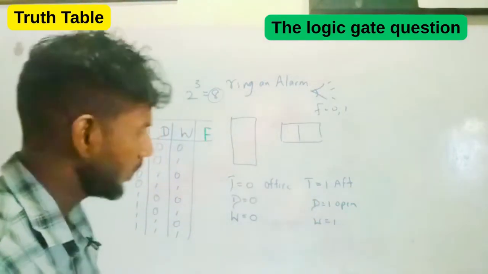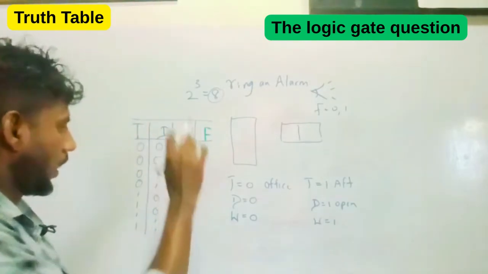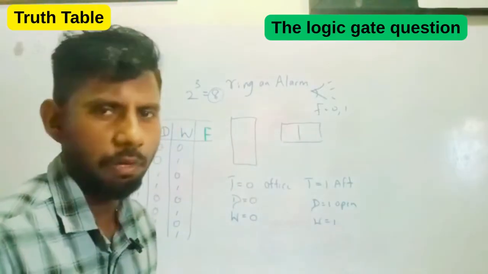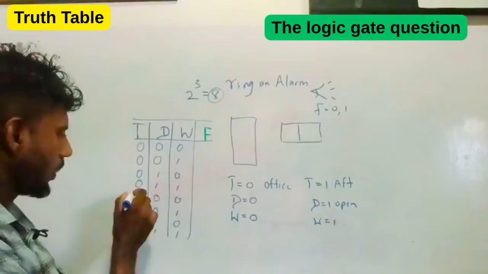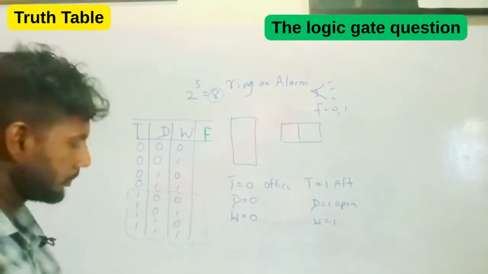So let's write down the truth table, right? Now, if the office is open, we don't have to worry about the alarm. So once the office is closed, only this part we have to consider, right? Okay.